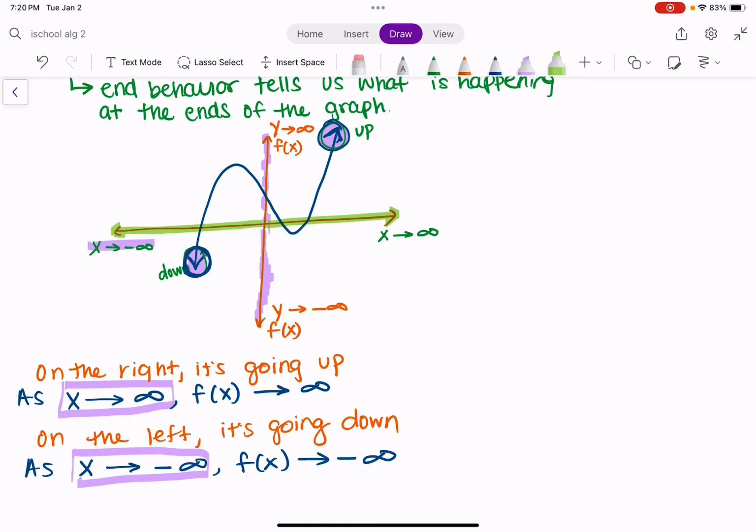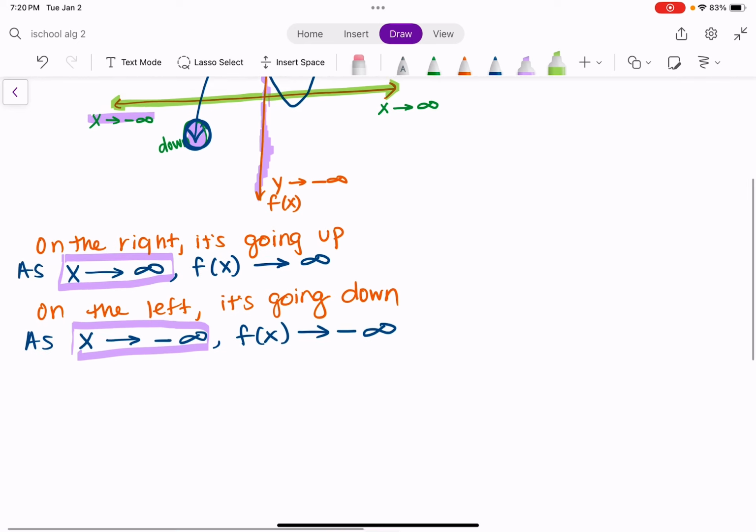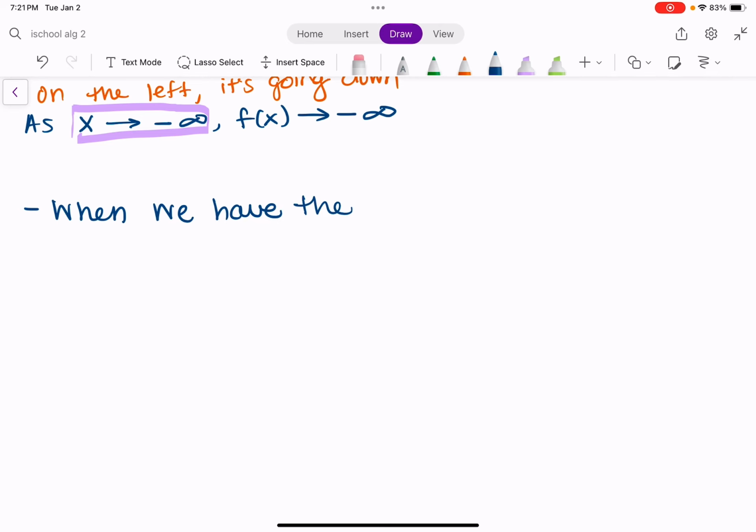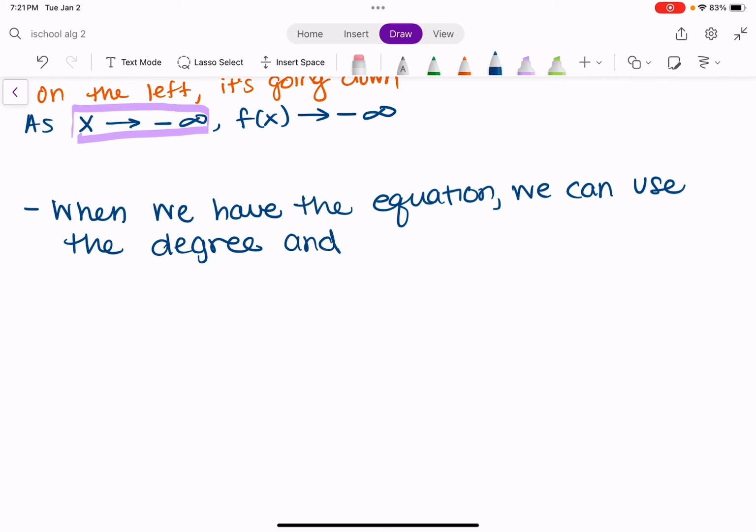Now, sometimes they're not going to show you a graph, and you could graph it, but there's actually a trick to figure out what the end behavior is, and that's by using the degree. When we have the equation, we can use the degree and leading coefficient, so I'm just going to write LC, to find the end behavior.